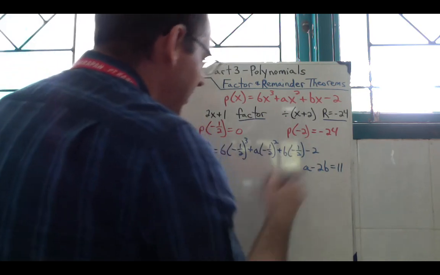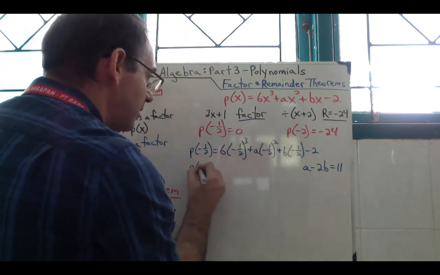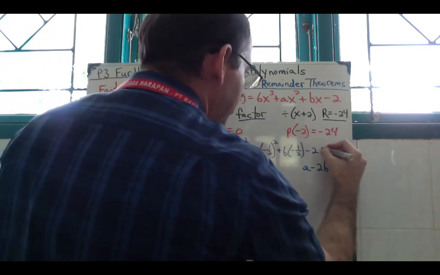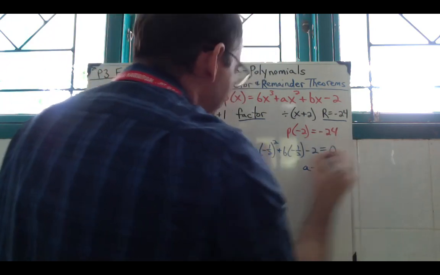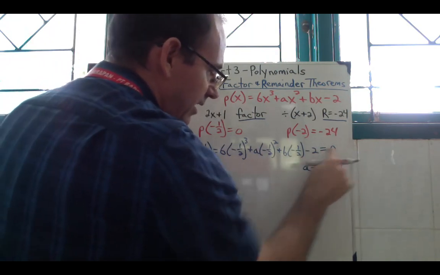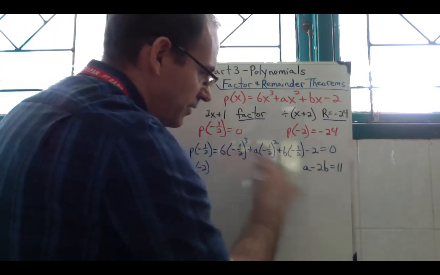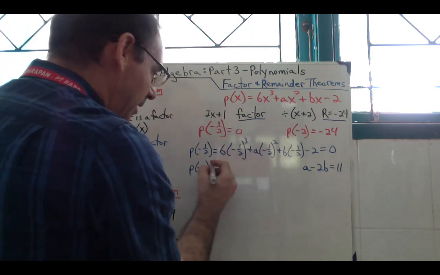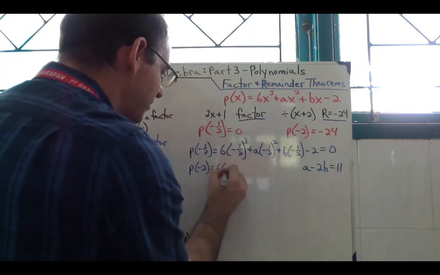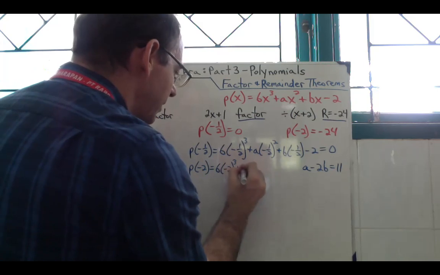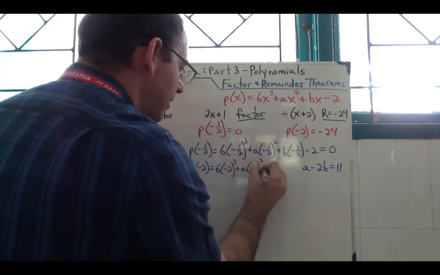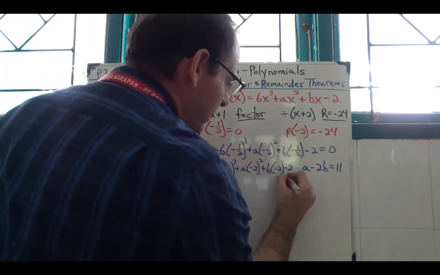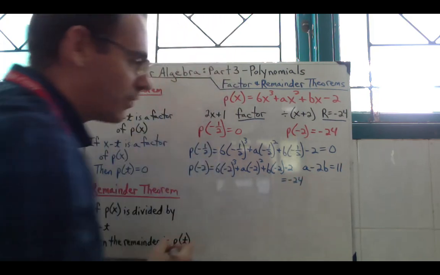Then when we do the second part, our p of negative 2, we're doing the same thing. On this one, though, you're going to set this one to 0, by the way. So as you work this out, at the end, you'll have equals 0. When you simplify it and move things to both sides, you get a minus 2b equals 11. You can do the math. On this one here, if you plug in your 6 times negative 2 cubed plus a times negative 2 squared plus b times negative 2 minus 2, and here you're going to put equals negative 24.